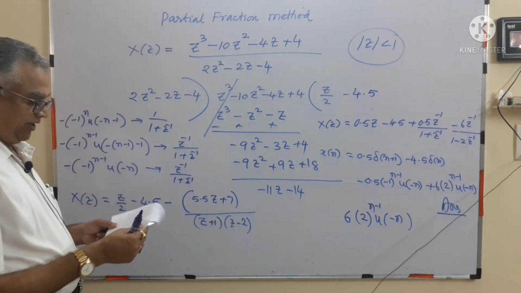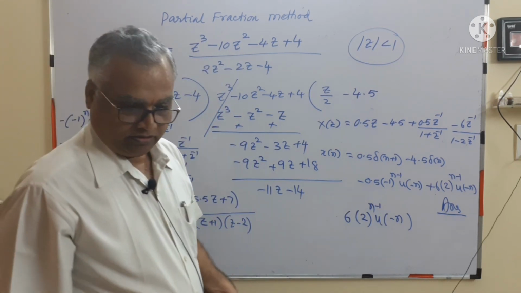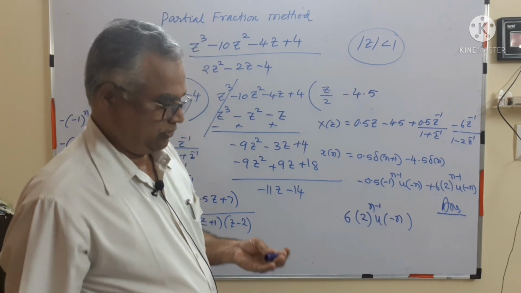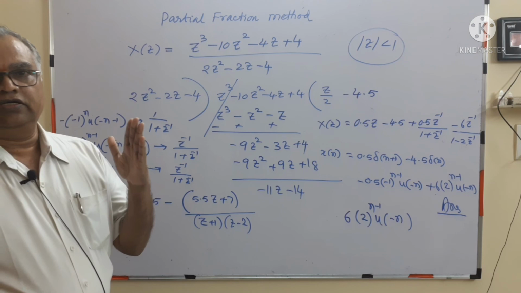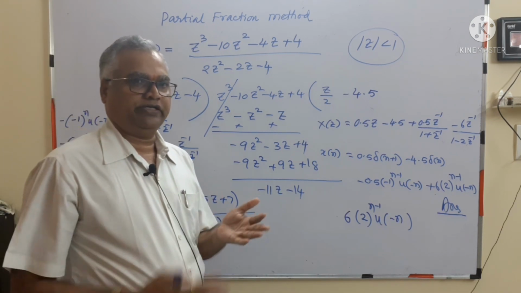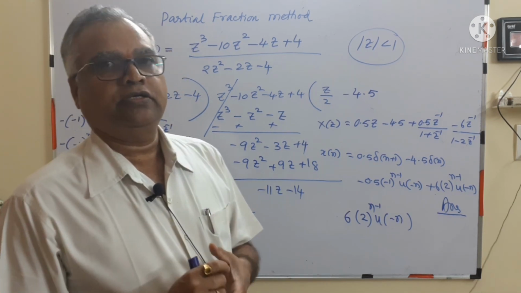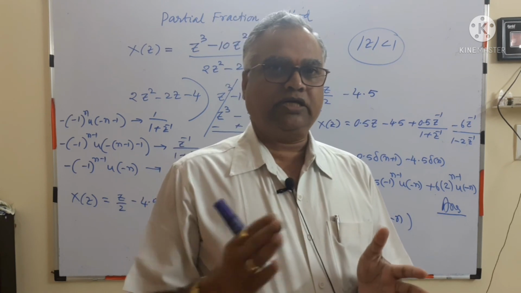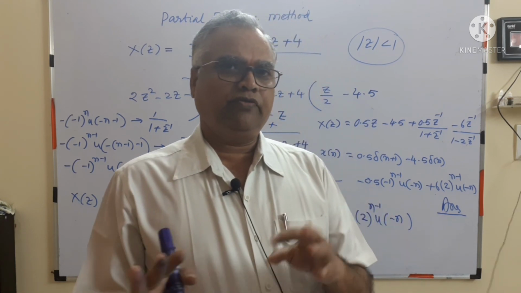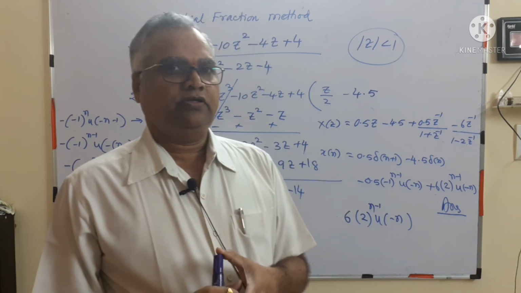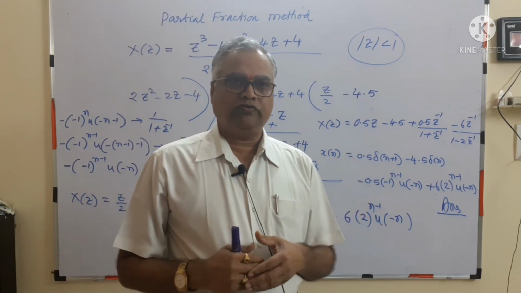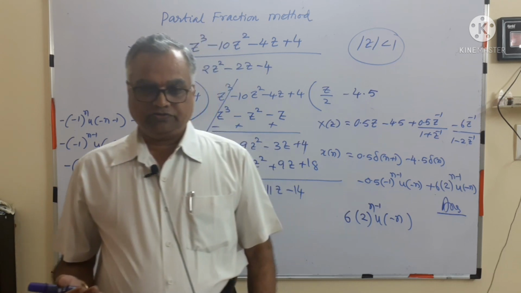So like this we find the inverse Z transform using these three methods. First method is the residue method, second one is power series expansion, third one is partial fractions. So be familiar with these three, how to find inverse Z transform. So this topic is over. Next class we will continue with a new topic.